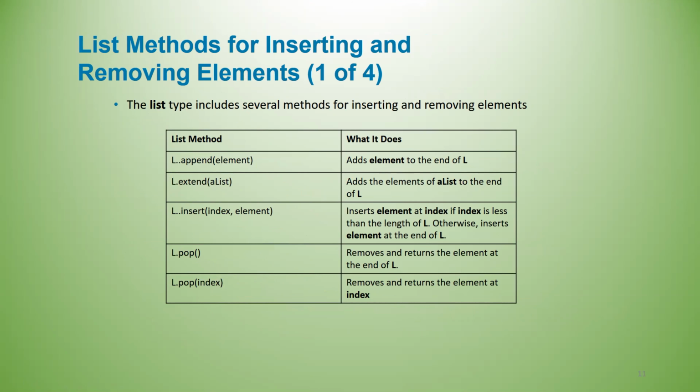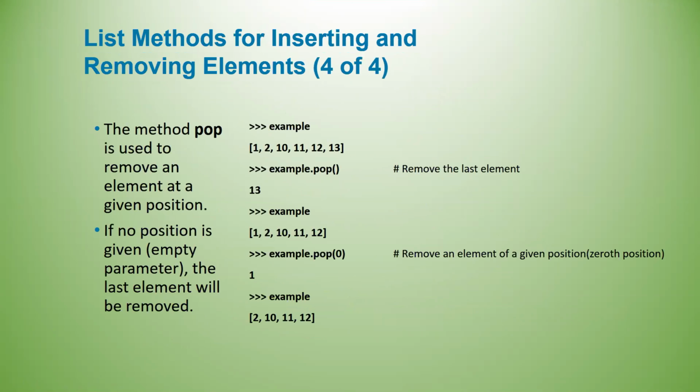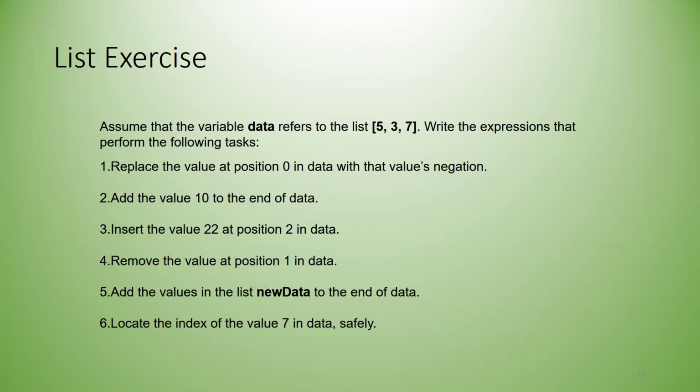Okay. List methods for inserting and removing. Let me see if I have any. I want you to do an exercise before I continue. Assume that the variable data refers to the list. This is also from the book, by the way. Write the expression that performs the following task: replace the value at position 0 in data with the value's negation. How about you do that, everybody?